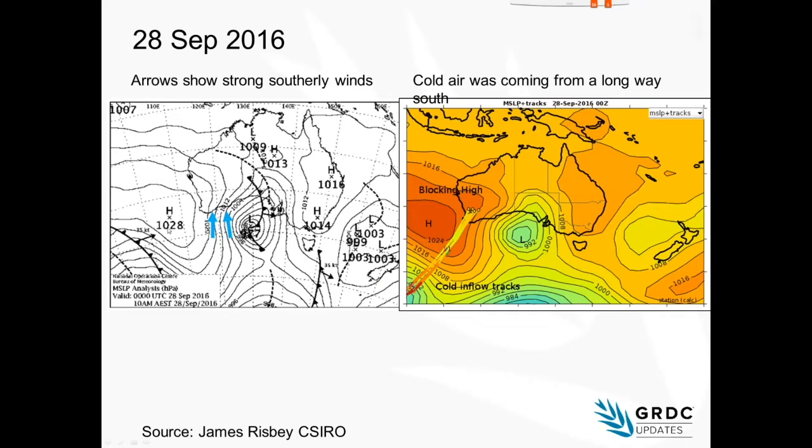Then obviously we had this big blocking high moving in late in the afternoon and sitting over the landscape. Now, the part of this project which James is working on is looking at whether we can better predict, with climate change, what's driving these changes in our production system, and whether we can better predict years or seasons when this is going to happen.